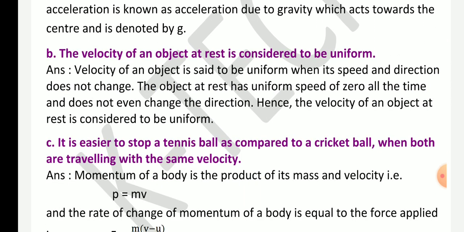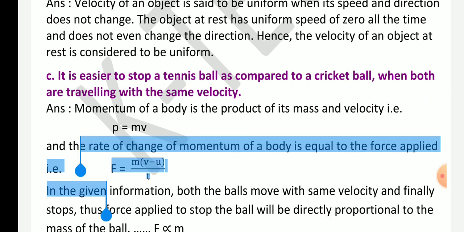Second, give reason. The velocity of an object at rest is considered to be uniform. Answer. Velocity of an object is said to be uniform when its speed and direction do not change. The object at rest has uniform speed of 0 all the time and does not even change the direction. Hence, the velocity of an object at rest is considered to be uniform. Understood, children?